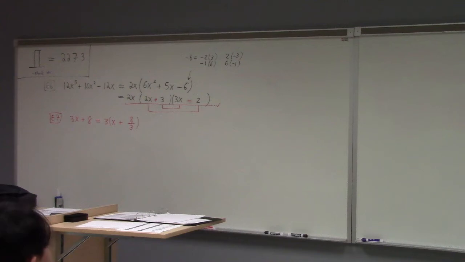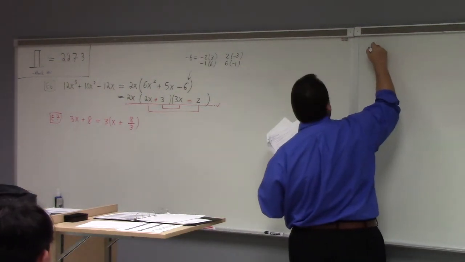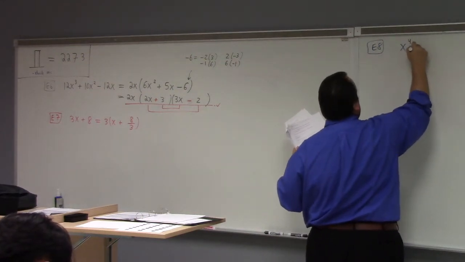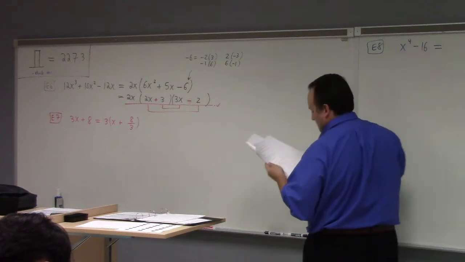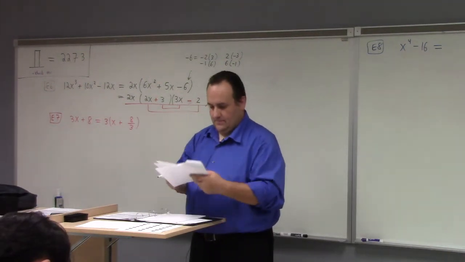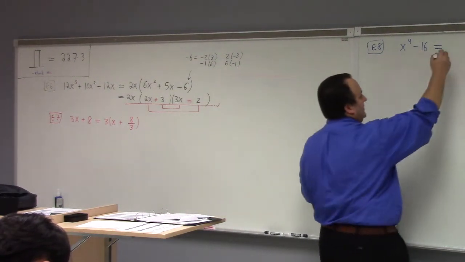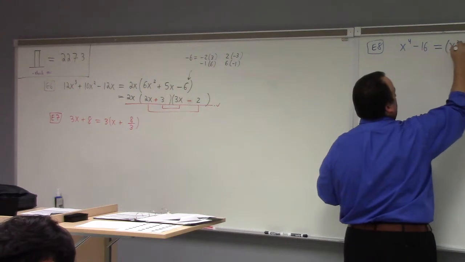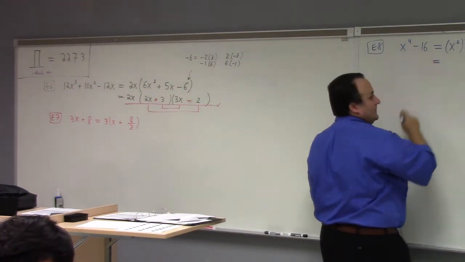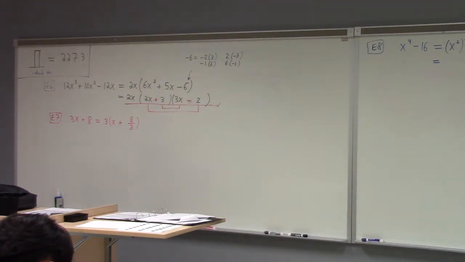Let's see here. I may have done one of these last time. I'll do one again. Example 8. If we have x to the 4th minus 16, we do what? We do x squared squared minus 4 squared, and then this is what? It is the difference of squares, right? So how does that factor?